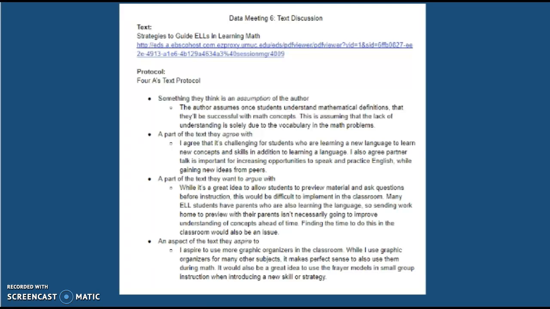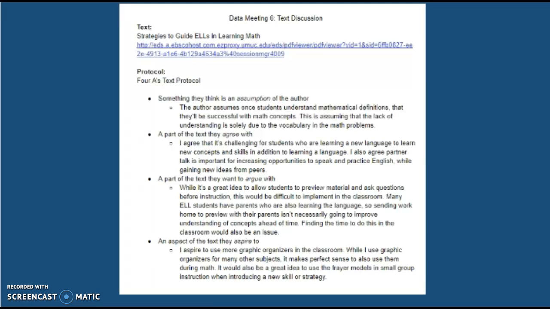I agree. One thing we agreed upon was it is challenging for ELL students who are learning a new language to learn new concepts and skills in addition to learning a language. It's hard enough. The English language is very hard to understand. Plus, they're learning a new language. They're learning new concepts in math, and it can be very confusing at times, which leads to a lot of questions and misinterpretations of equations.